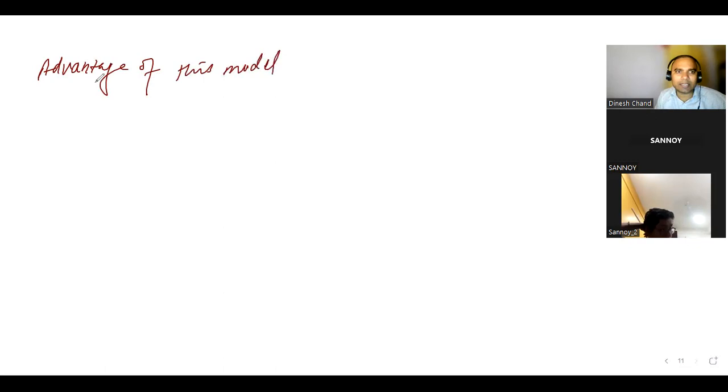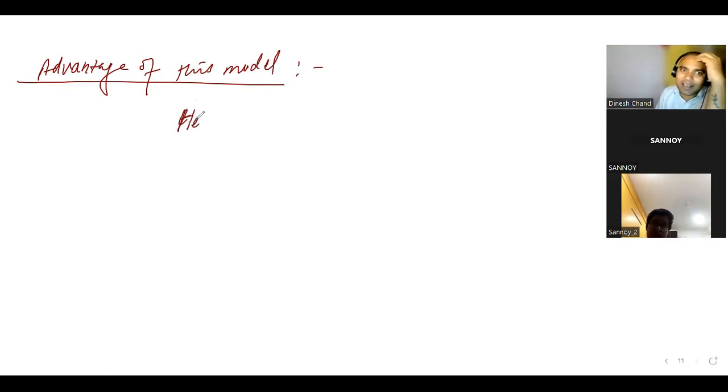Okay. One more advantage. What is the advantage, Sanoy? What is the advantage of this model? This model was having some advantages also. If you can explain. The advantage, like it organized the elements into groups and periods based on certain properties.